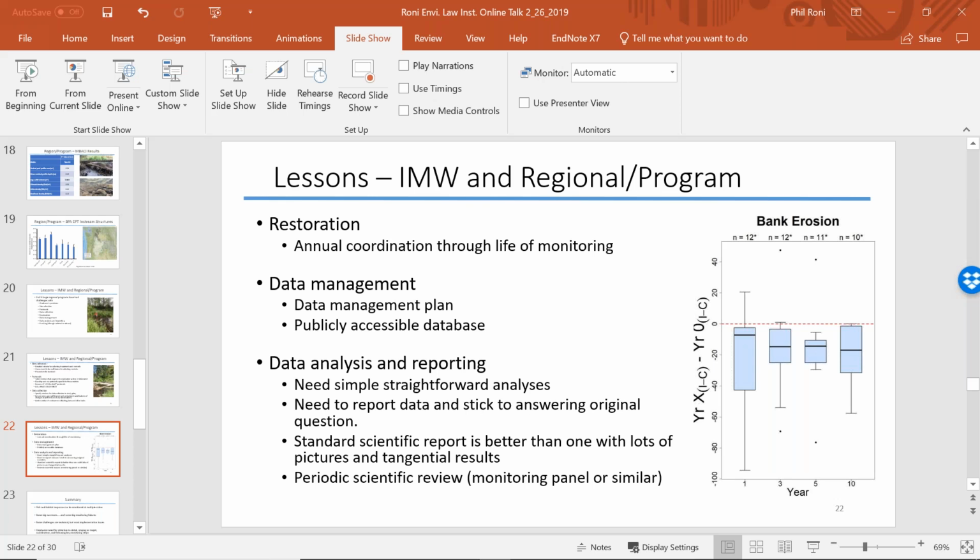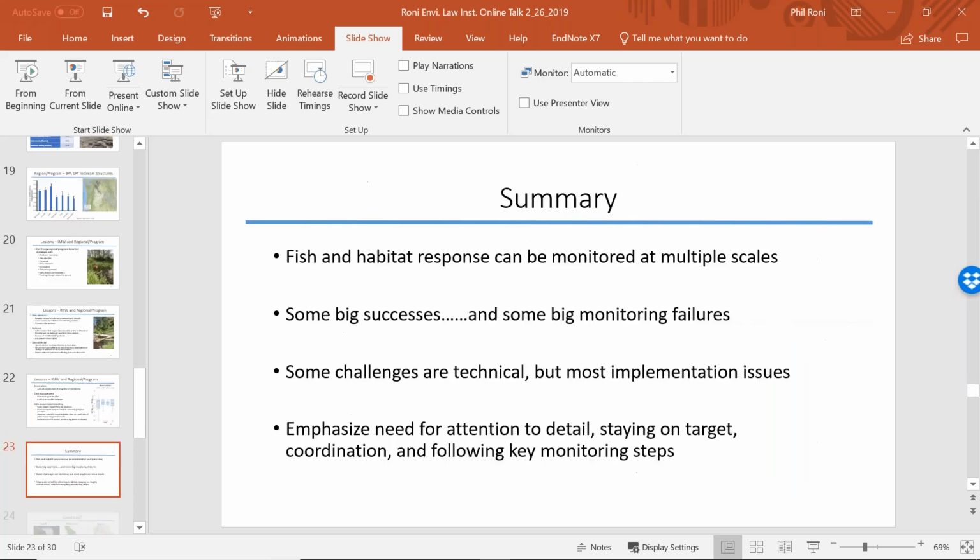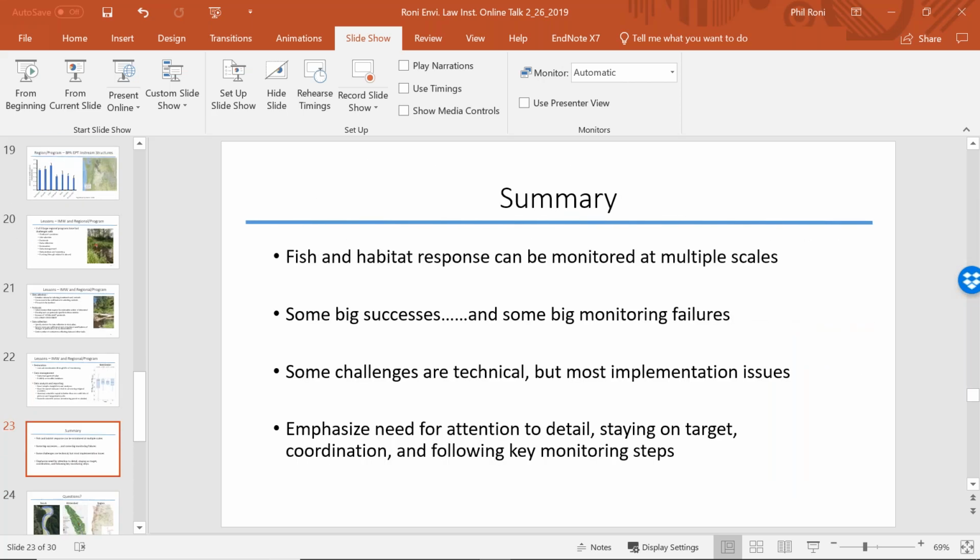And also the lack of periodic reporting has been a challenge on some of these big programs, and it kind of emphasizes the need for periodic scientific review, independent scientific review. So there's been just a summary on this.